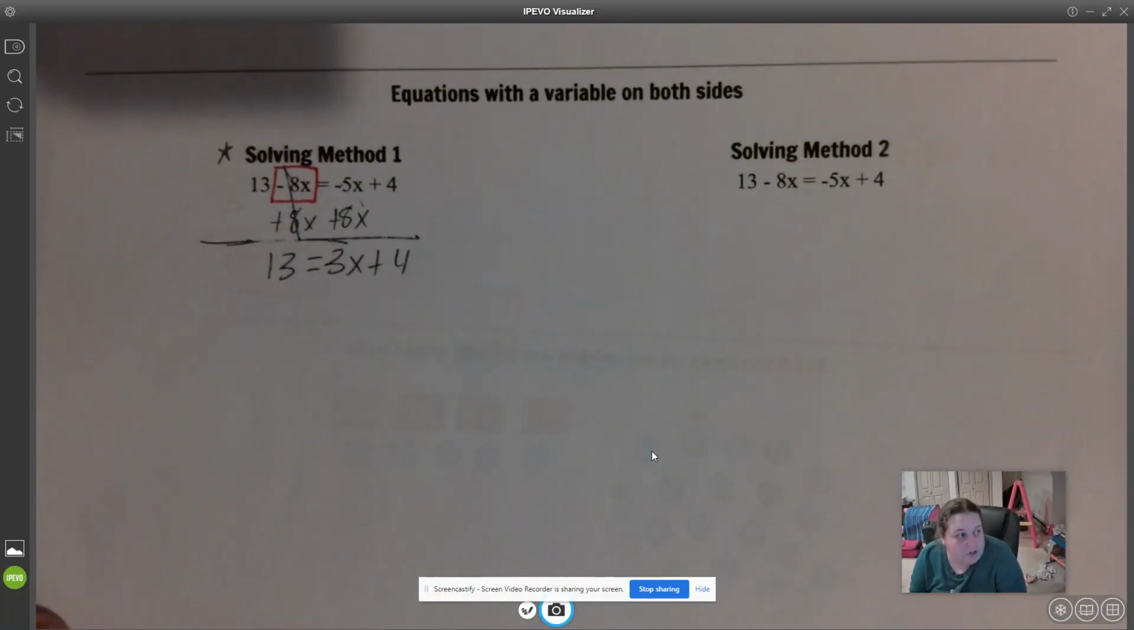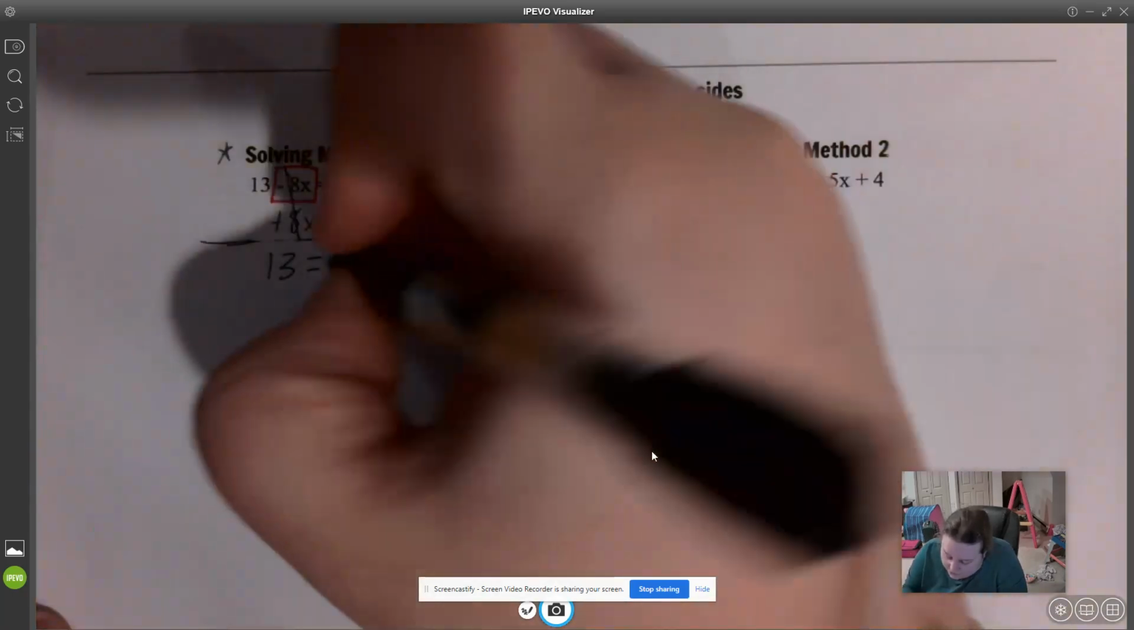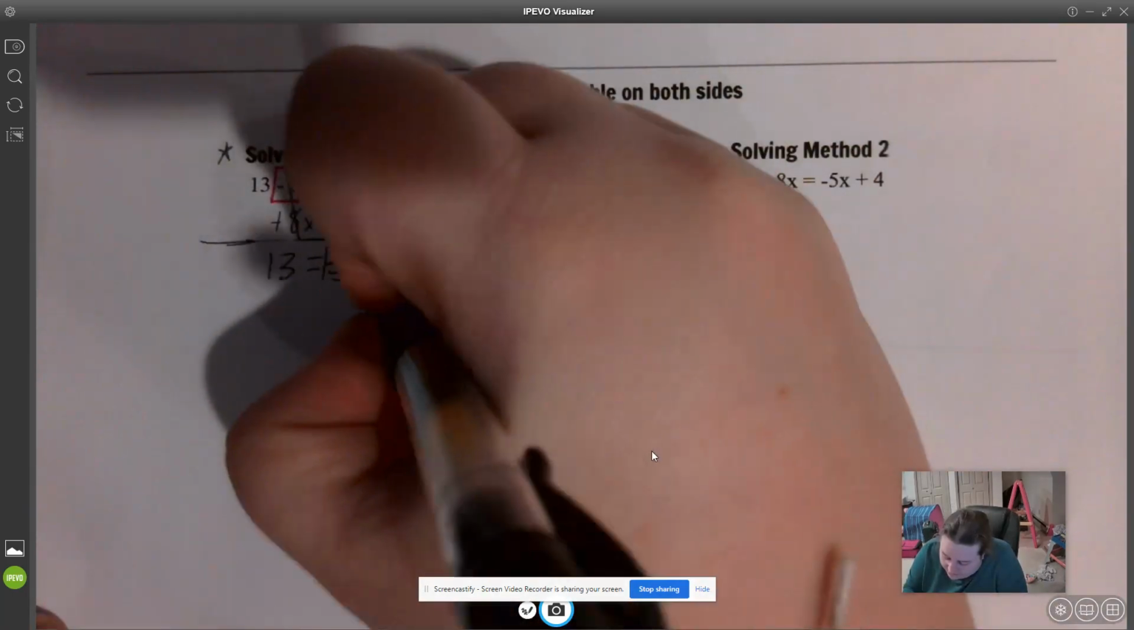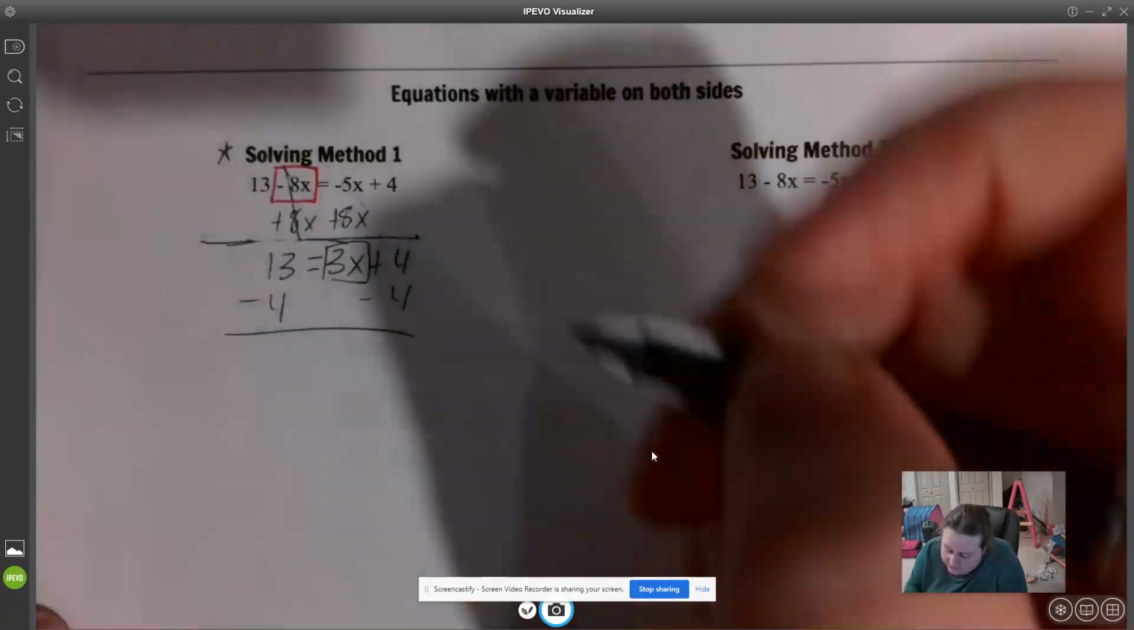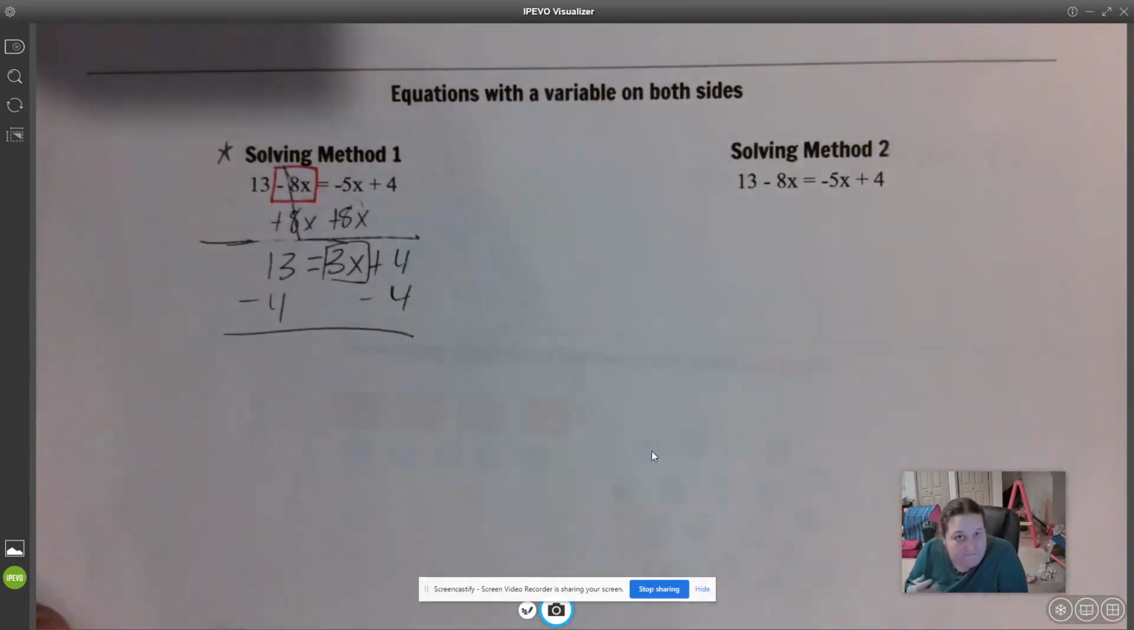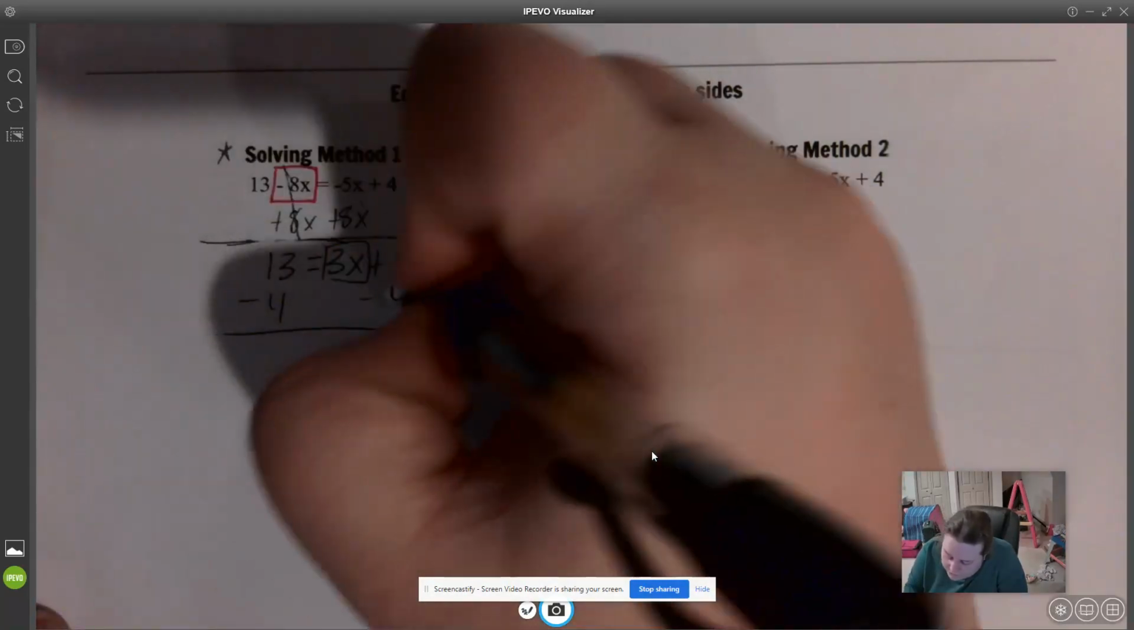Okay. So now I have a two-step. Okay. So now my goal is to get this by itself. So I'm going to start by subtracting 4 on both sides. Okay. Think of these like the little cubes or the circles.